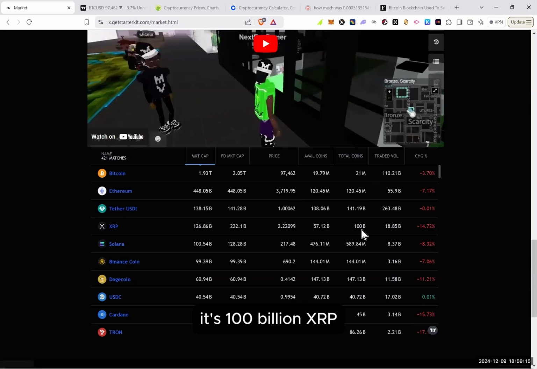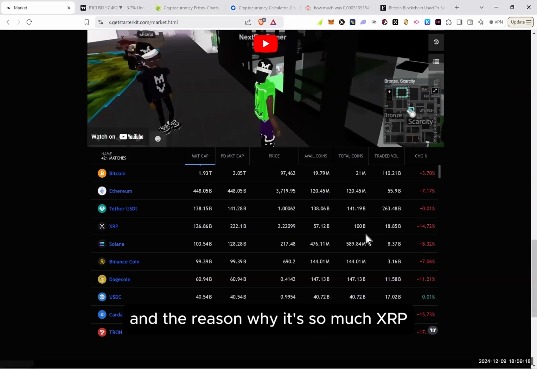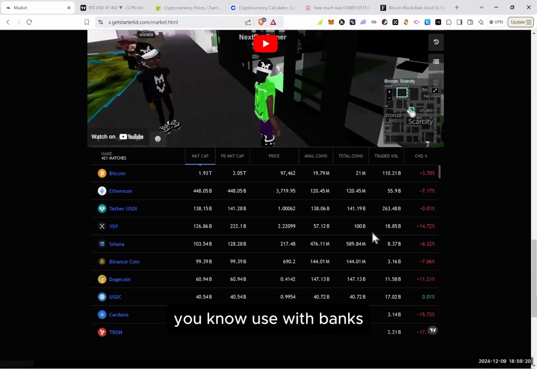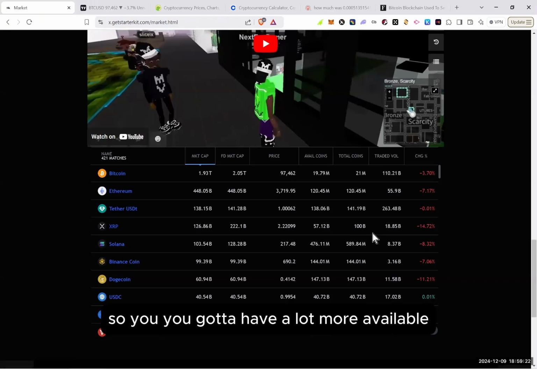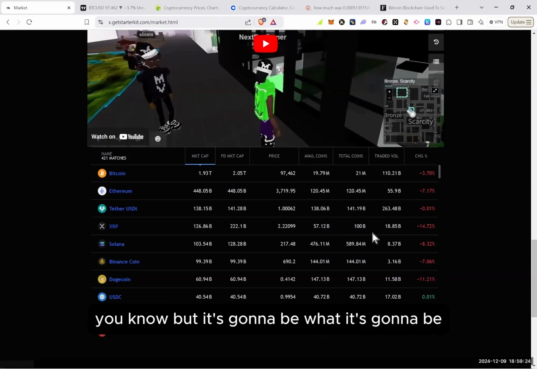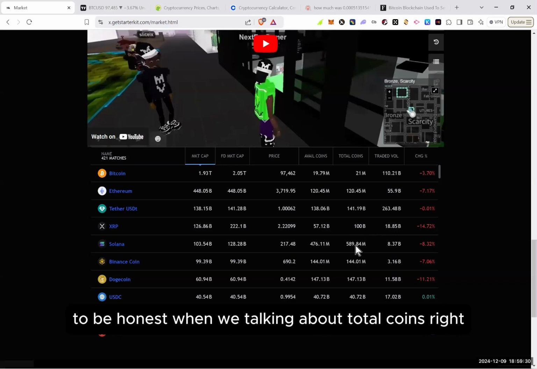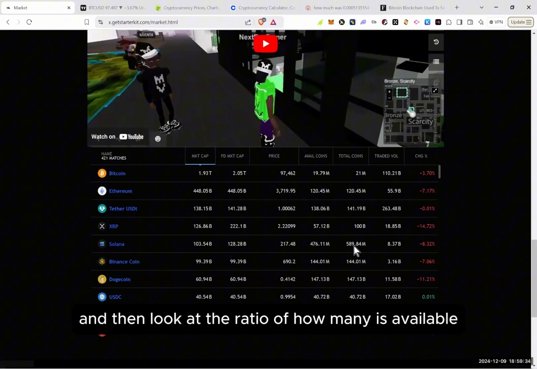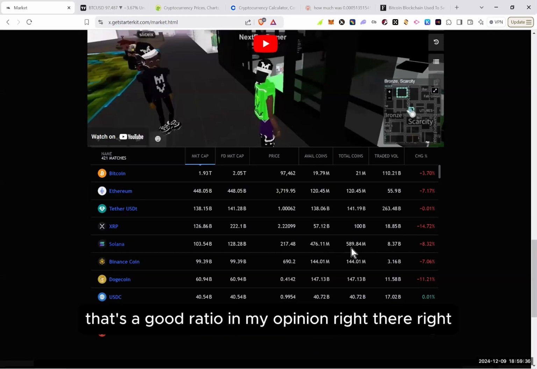It's 100 billion XRP. The reason there's so much XRP is because it's supposed to be used with banks, so you have to have a lot more available, but it's going to be what it's going to be. Solana is less than $1 billion. Anything less than $1 billion is a win in my book when we're talking about total coins. And look at the ratio of how many are available versus the total. That's a good ratio in my opinion.